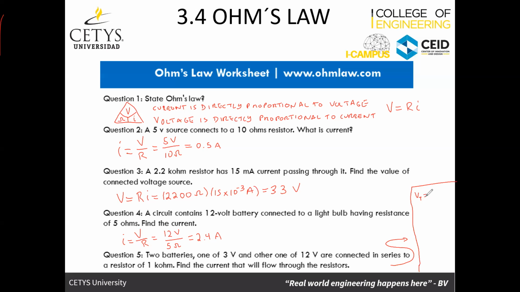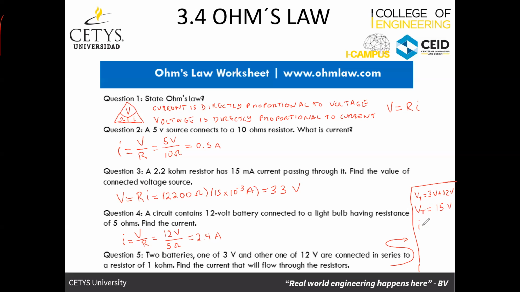The voltages in series are always going to be distributed. If I have a 10-volt power source and two elements, those 10 volts are going to be distributed between those elements. But if I have two power supplies that are different, and I connect them in series, the combination is going to be the addition of these two. So the total voltage is going to be 3 volts plus 12 volts, which in this case is 15 volts.